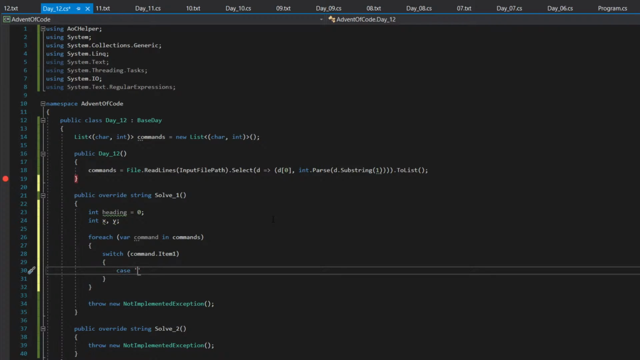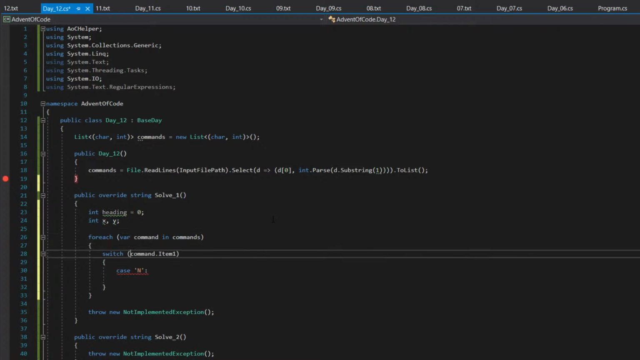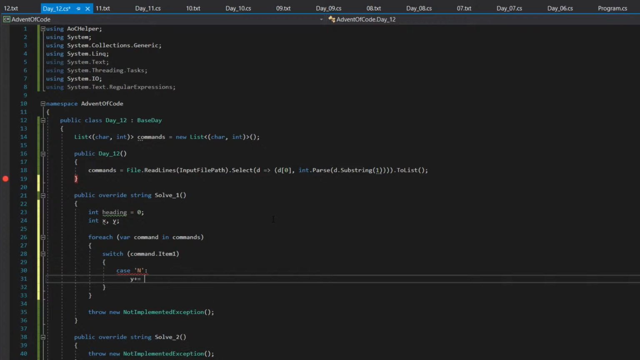So if we get north, this is kind of the pitfall we got into yesterday. Moving directions can be a bit confusing. So if we go north, we're going to go minus. Minus will take us up. Y minus equals command.item 2.